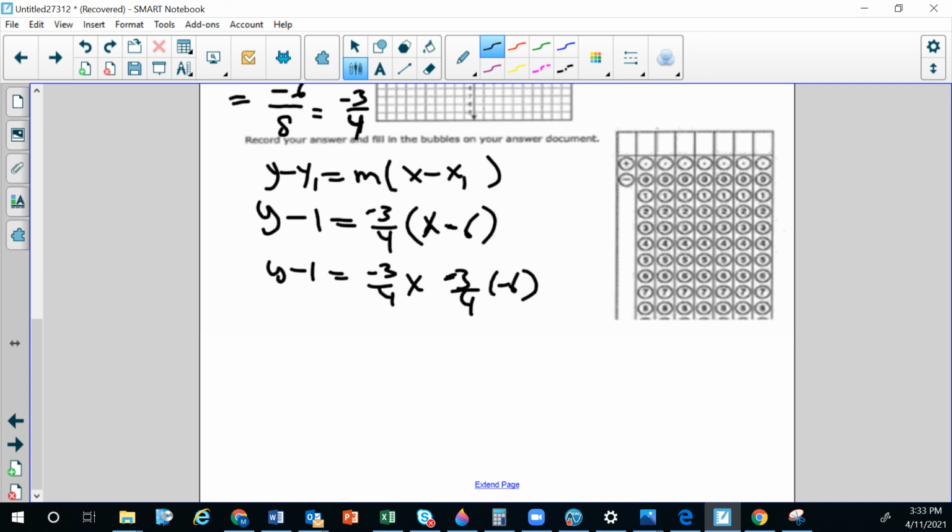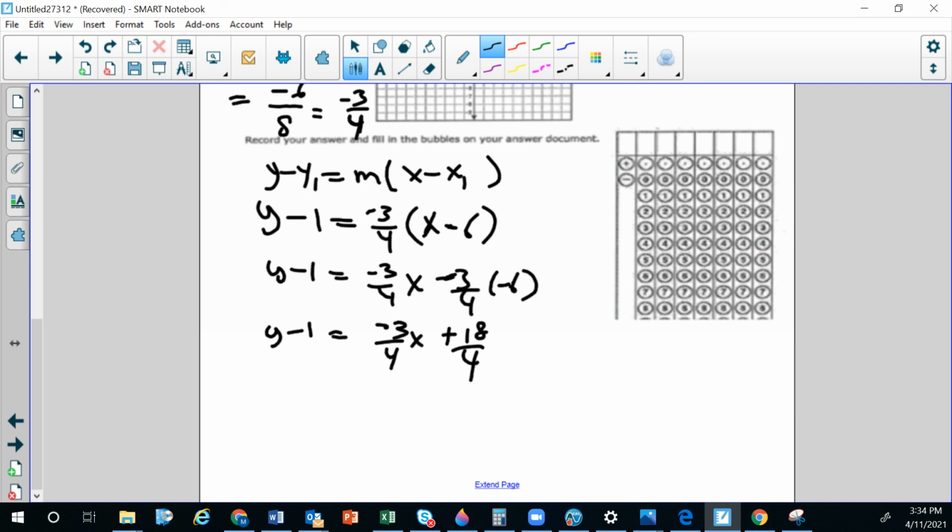So this is a minus right here. That's equal to negative 3 over 4 x. A negative 3 times a negative 6 is a positive 18 over 4. Everybody see that, right? I multiply negative 3 times negative 6 and get a positive 18 over 4. Make sure you don't make a mistake. And that is y minus 1. Let's simplify. I'm going to add 1. In fact, I can stop here right now.